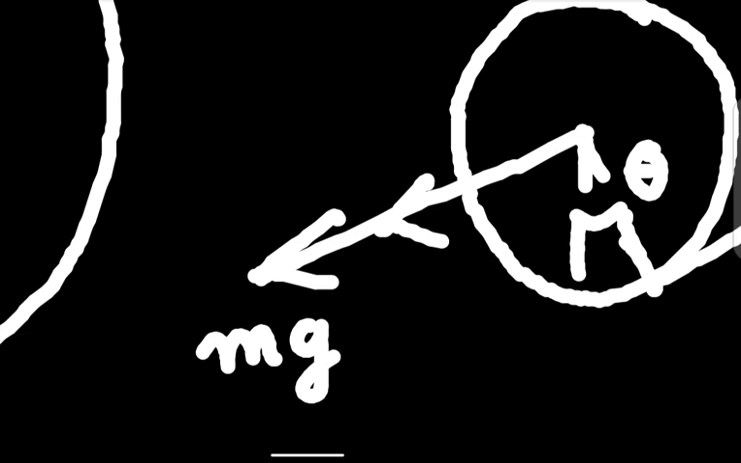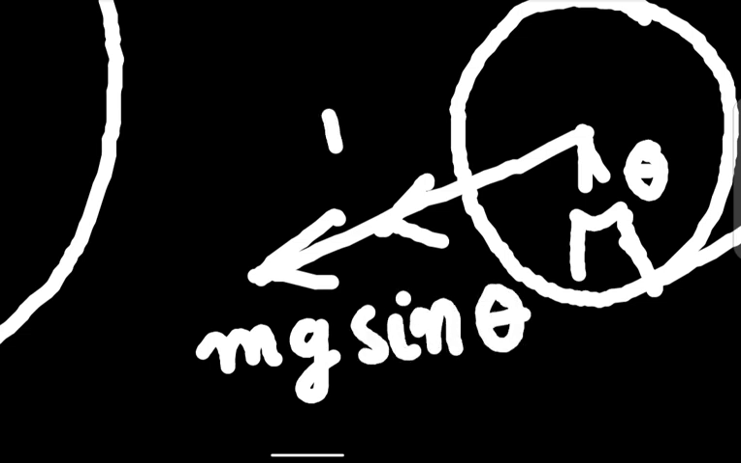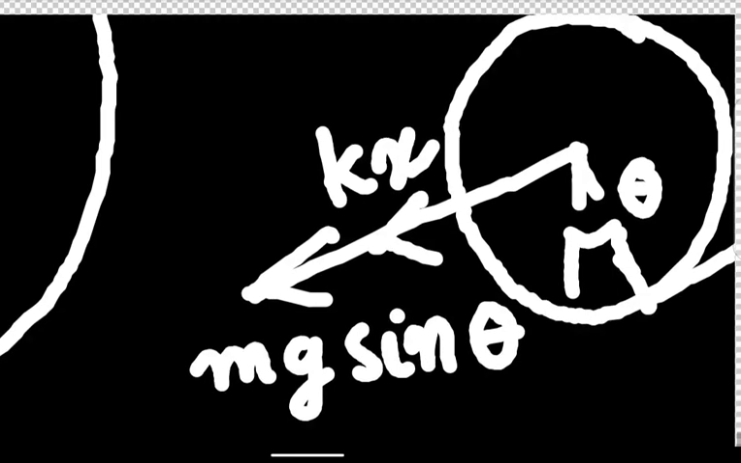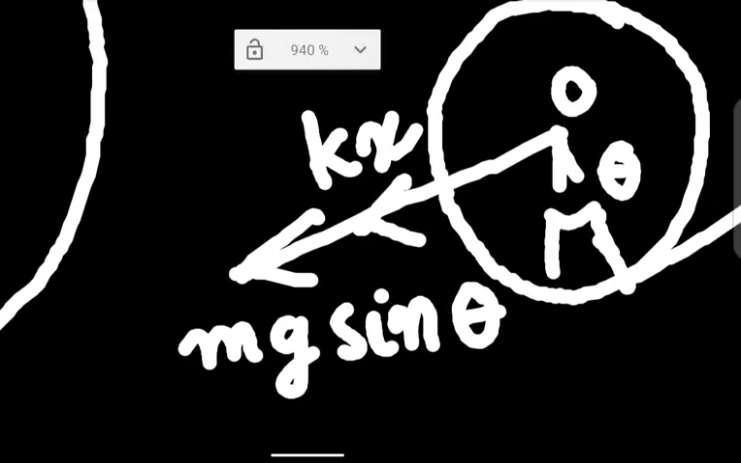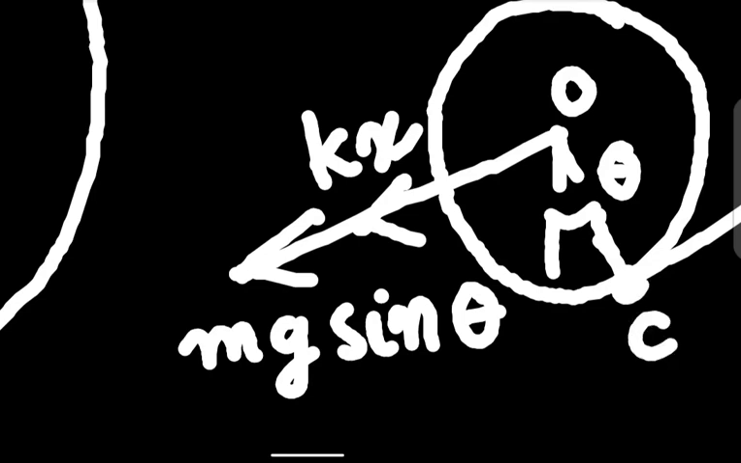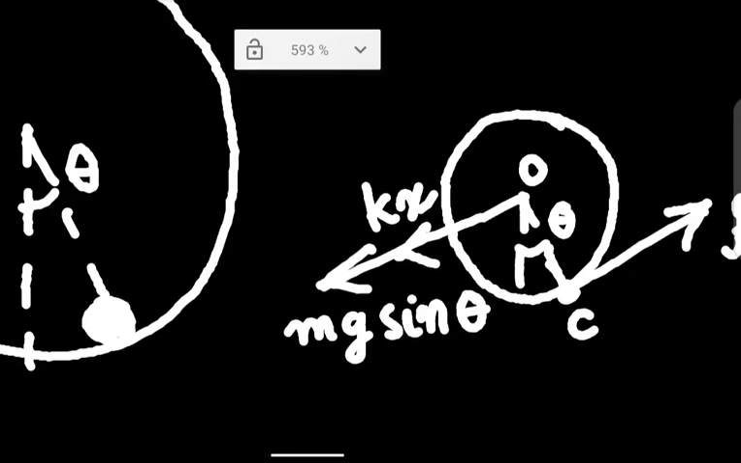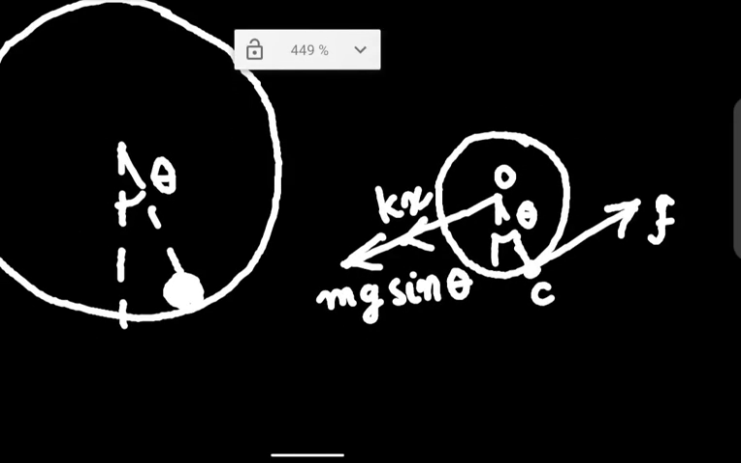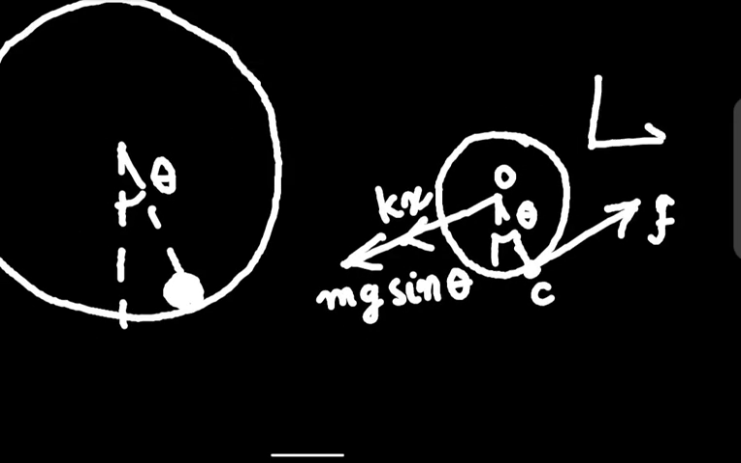So this will be mg sin theta, and another force is your kx. Okay, this is the center O of the body, and let this contact point be point C. Okay, so this is our free body diagram. The directions are like this. This is y direction, this is x direction.